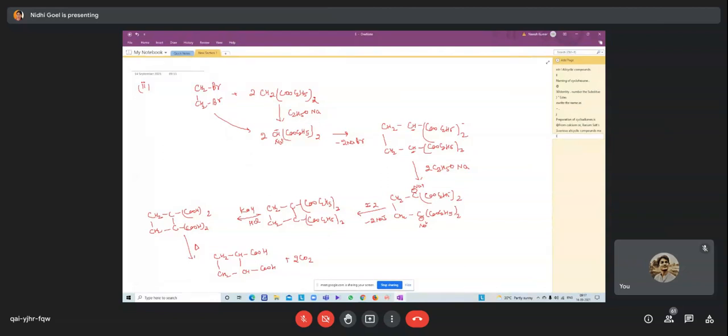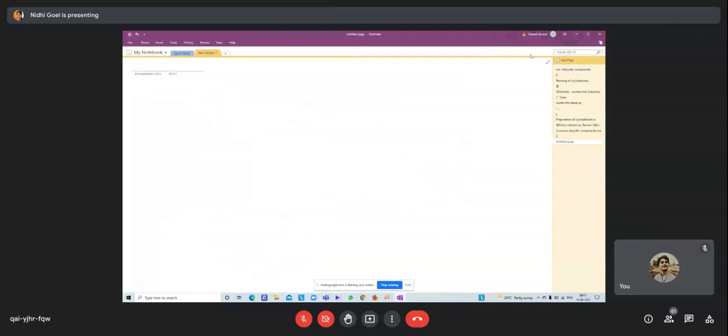Okay. Next, we are talking about the preparation using the sodium malonic ester and the acetoacetic ester. So in the previous 2 methods, we used the sodium malonic ester. In this method, we use the acetoacetic ester. So acetoacetic ester may also be used to prepare ring compounds.